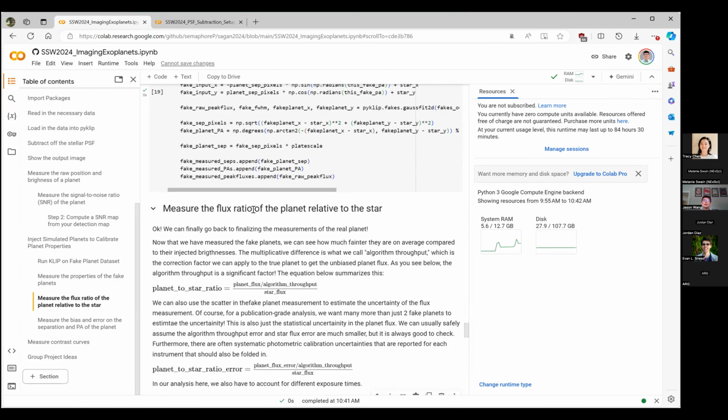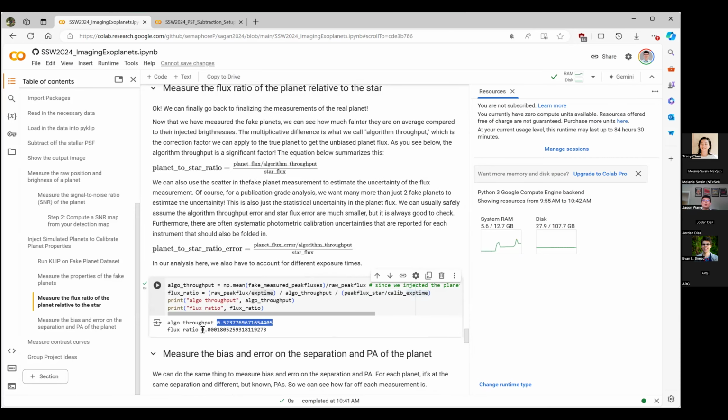So that's good. So this allows us to measure the true astrophysical flux ratio of the planet. So the planet is about 2 times 10 to the minus 4 times fainter than the star at this particular wavelength, which is L band, or about 3.4 microns. So you can pat yourselves on the back here. You've measured a real astrophysical quantity of a real planet here.